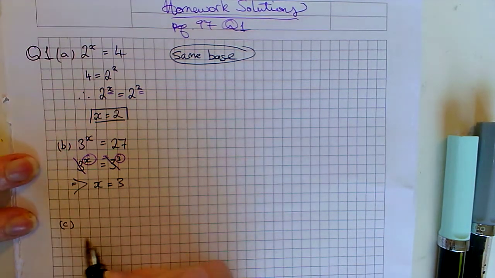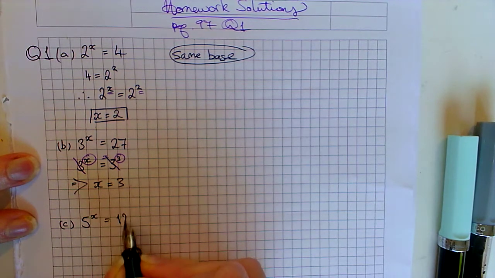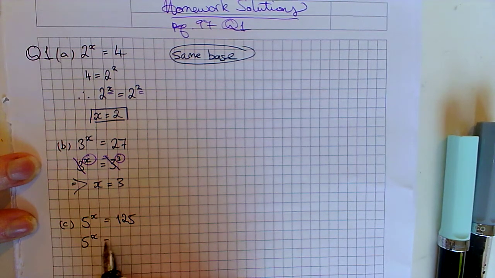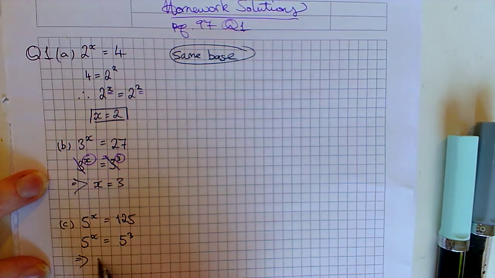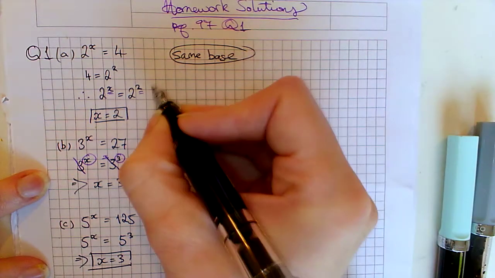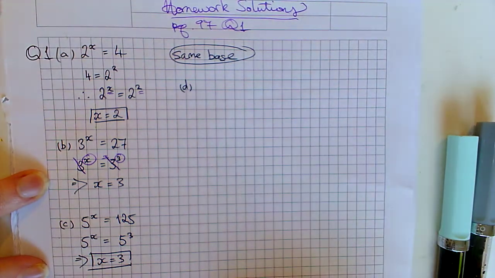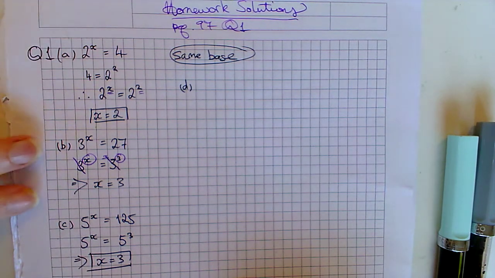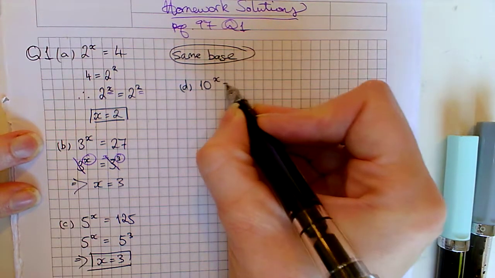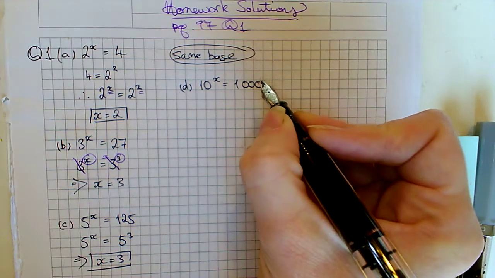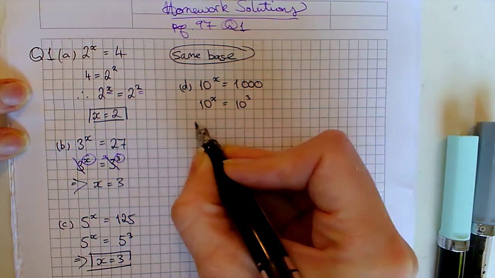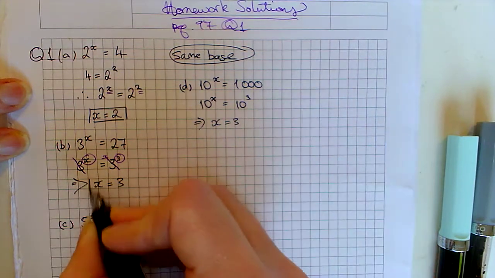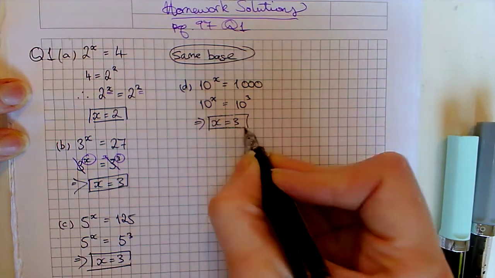Part C, we had 5 to the power of x equal to 125. That's another cube, so 5 to the power of x is 5 cubed, and that means that x is equal to 3. So if you got stuck on these last night, my hope is that seeing them done like this, you can see what we're doing at every step. 10 to the power of x is equal to 1,000. Well, 1,000 is 10 cubed, so 10 to the power of x is 10 cubed, which means, again, x is equal to 3.